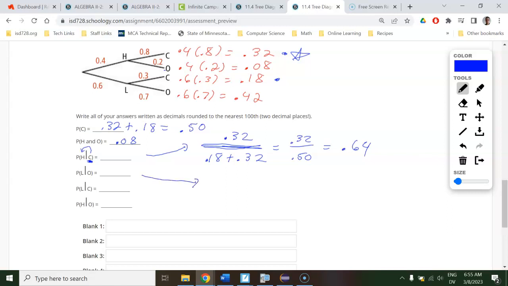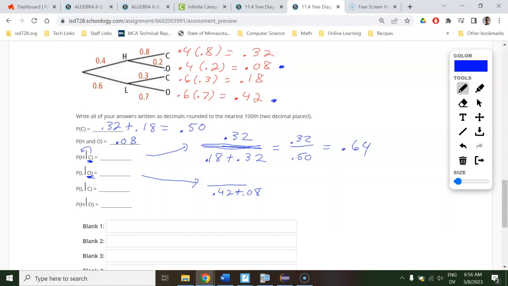Okay, next one. Again, the given that here is that the school is open. So we're looking at the two open dots. I'm going to come back up here and erase a little bit. I just kind of highlight or star the ones we're looking at. So the open ones are the O's, which is this one and this one. And again, I'm going to add those up on the bottom. So 42% plus 8%. That's the denominator, the open.